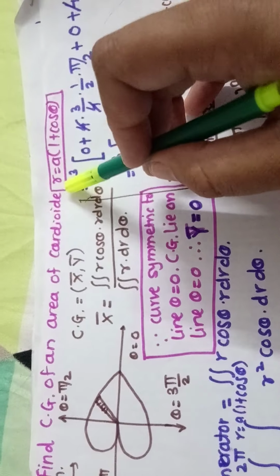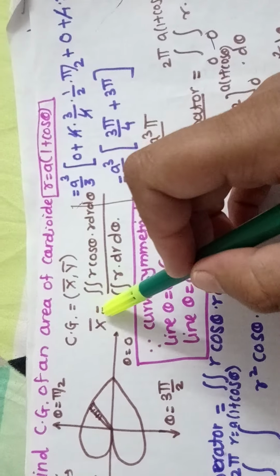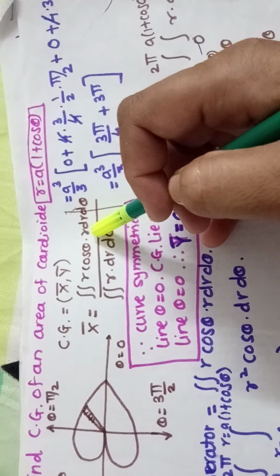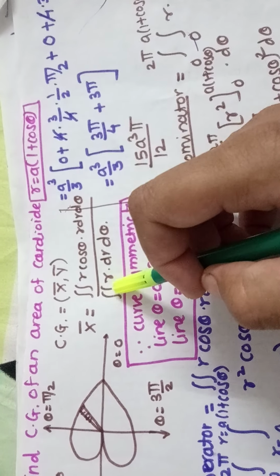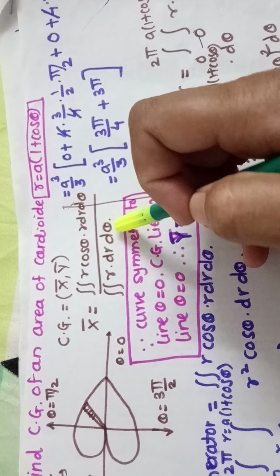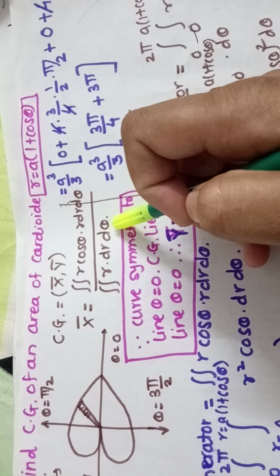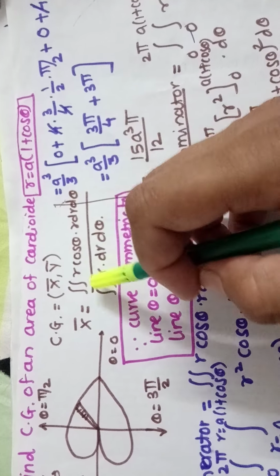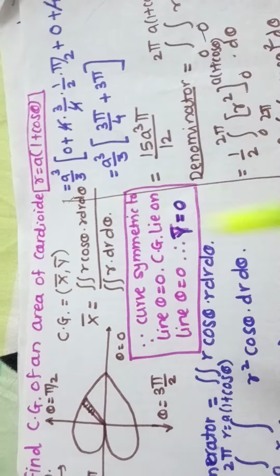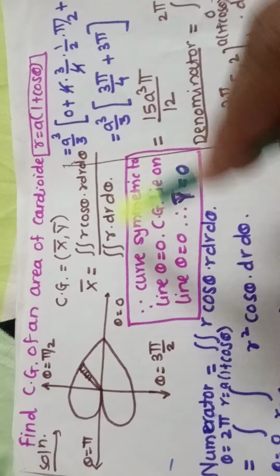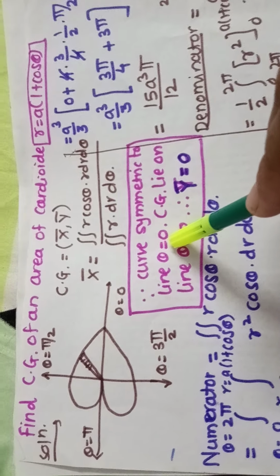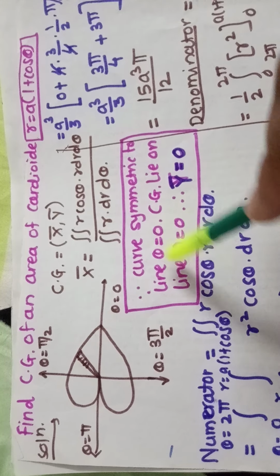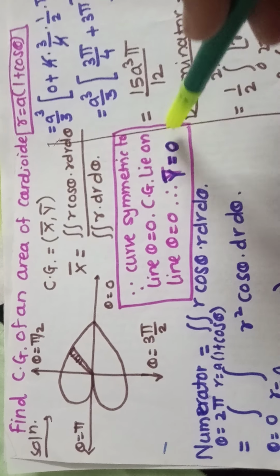and since your curve is a polar curve, x bar is equal to what? Double integration r cos theta into r dr d theta upon double integration r dr d theta, and y bar is double integration r sin theta r dr d theta upon double integration r dr d theta. But the curve is symmetric about the line theta equal to 0, and the center of gravity of the area of the cardioid lies on the line theta equal to 0, so y bar equal to 0.